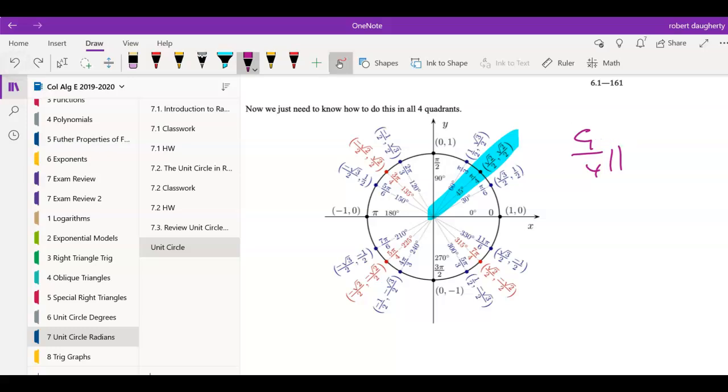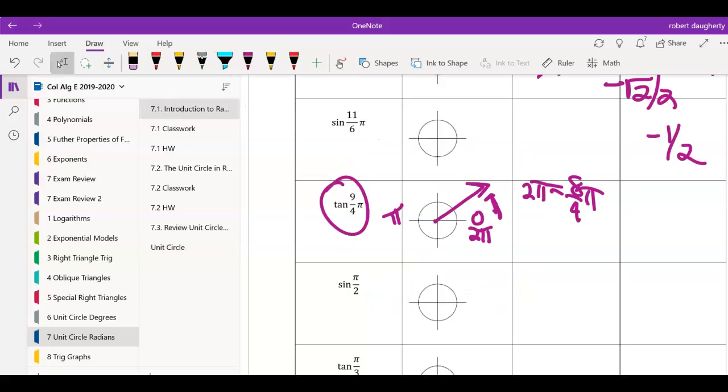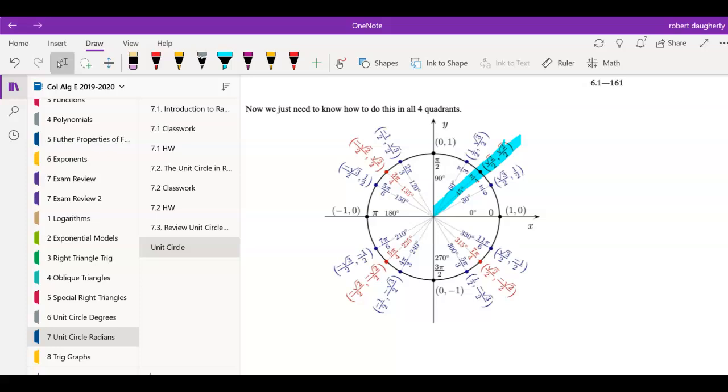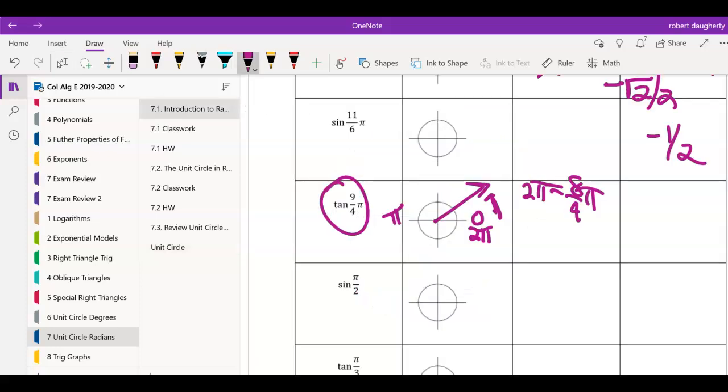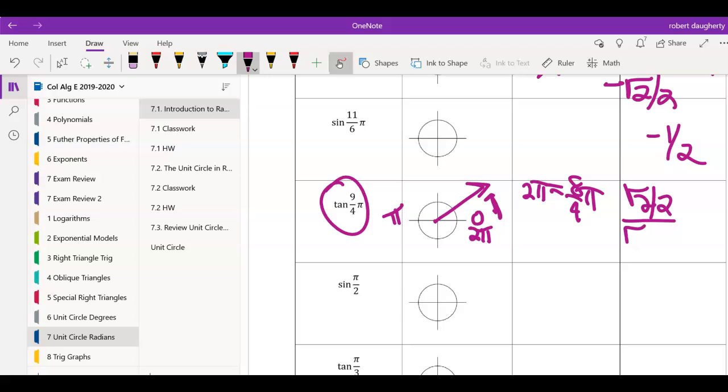So in this problem, I was looking for the tangent of that value. So the tangent is y over x. That's square root of 2 over square root of 2. So that's going to be square root of 2 over 2 divided by square root of 2 over 2, which equals 1.